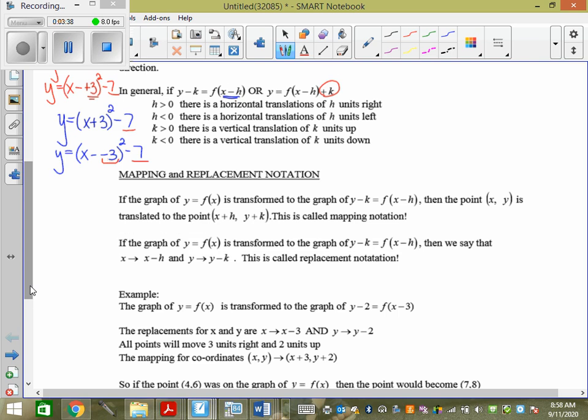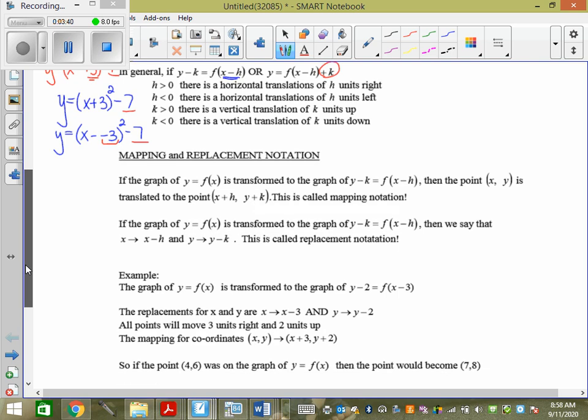So, mapping and replacement notation. Mapping is huge in grade 12. Mapping is literally like you write how the point is going to move with variables. Okay? So that you can move any point you want. So if I rewrote this because I was writing in y equals, it'd be y equals f of (x minus h) plus k.